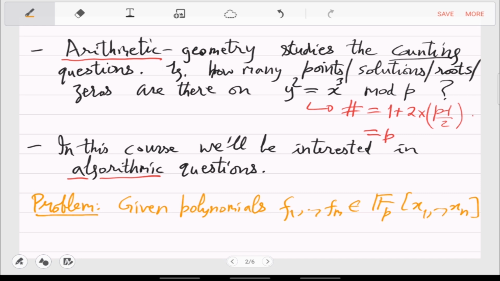Okay, so Fp is some finite field. In this case, it's a prime field, and there are n variables. So you are looking at m polynomials in n variables with coefficients 0 to p minus 1, essentially. This is given to you in the input. Now what you have to do is test whether there exists a point P in the space Fp to the n such that all these vanish.